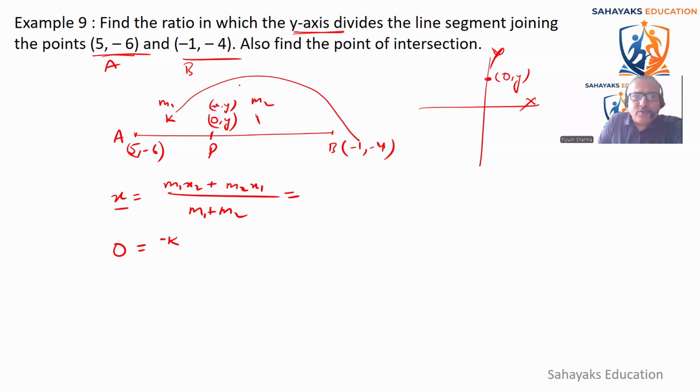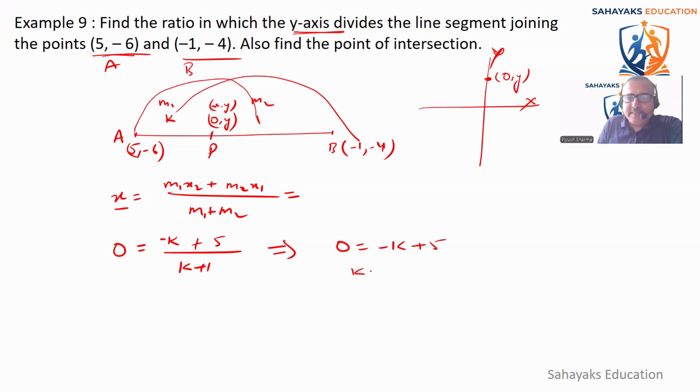And then 1 into 5, plus 1 into 5, is 5 divided by k plus 1. So if you cross multiply, the value comes as 0 is equal to minus k plus 5, and it implies that k is equal to 5. Now it divides the line segment in the ratio 5 is to 1. When I say k is equal to 5, that means it is 5 by 1. So the ratio between m1 and m2 is 5 is to 1.